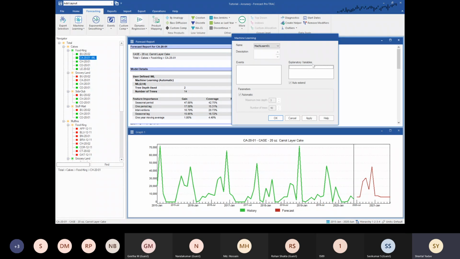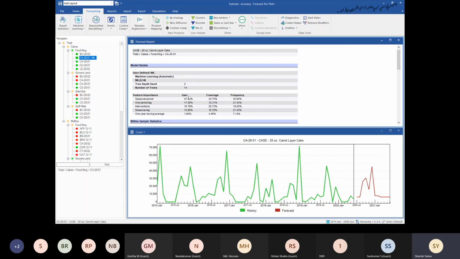And similarly, any external variable. It could be the weather, it could be economic indicators, or it could be any other information that you believe has an impact on your sales, on your demand. You can bring in those factors, and the system will automatically calculate whether that factor has an impact on improving the forecast accuracy further or not.